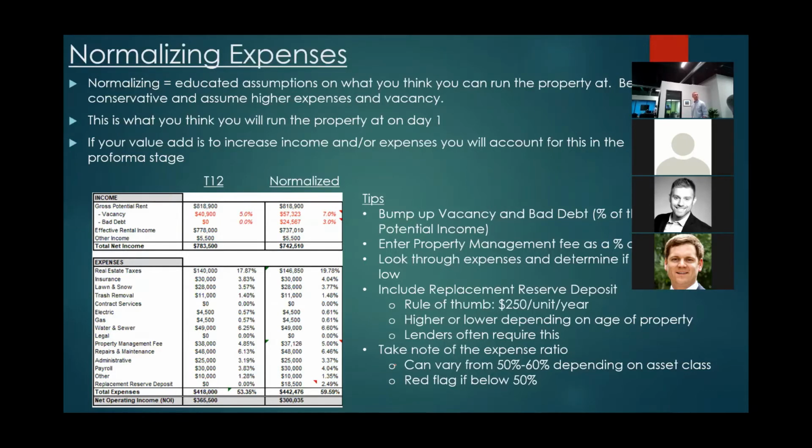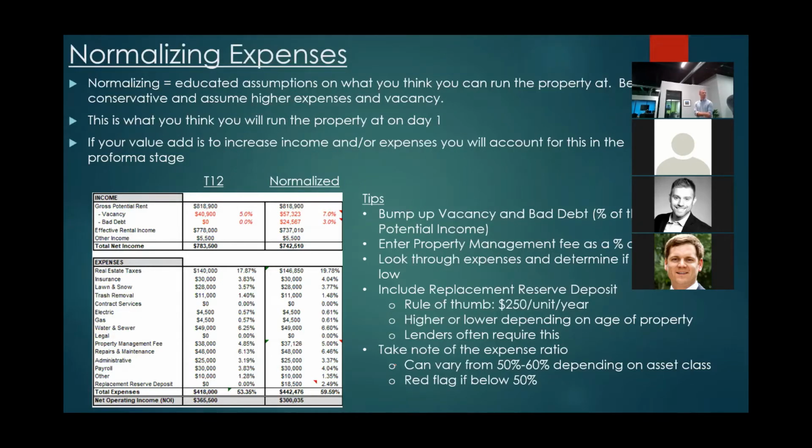Generally, a rule of thumb is $250 per unit per year as the number. That varies. If you have a really old property, maybe you bump it up to $300. If it's a brand new property, maybe you're at $200. And again, some of the larger lenders do actually require that you have that deposit. So it's always good to pencil that in, because that could be a huge surprise if you're not accounting for it.